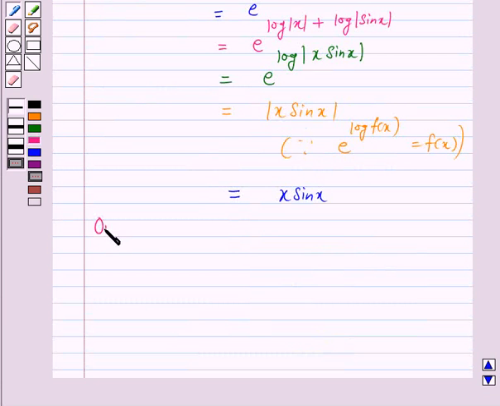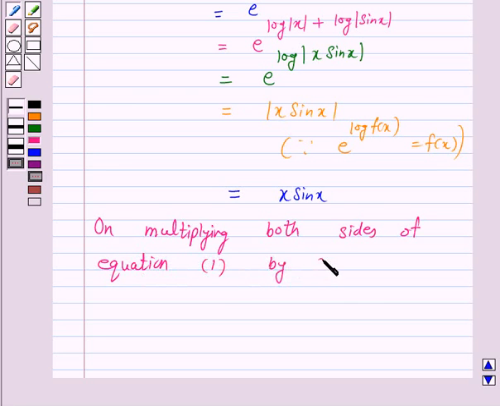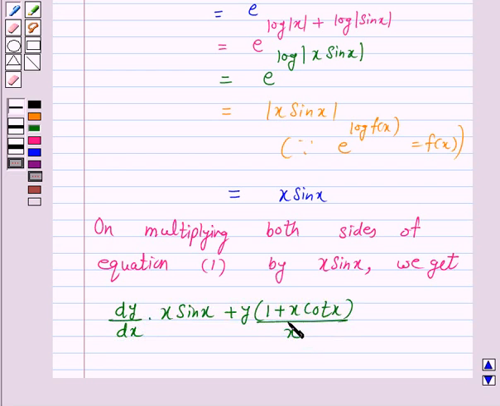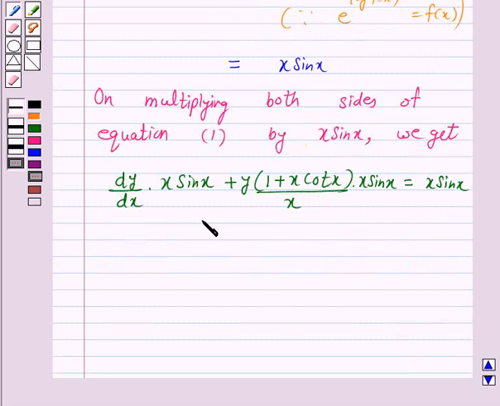Now, on multiplying both sides of equation 1 by x sin x, we get dy by dx into x sin x plus y into (1 plus x cot x) over x into x sin x is equal to x sin x. Now, the left hand side of this equation is the differential of the function y into x sin x, and this is equal to x sin x.